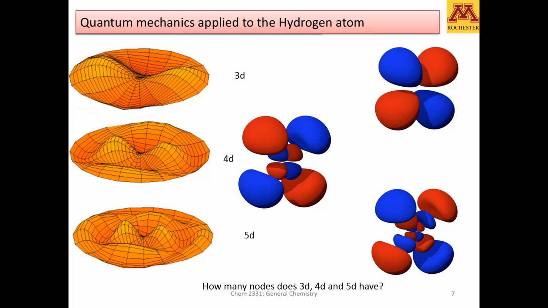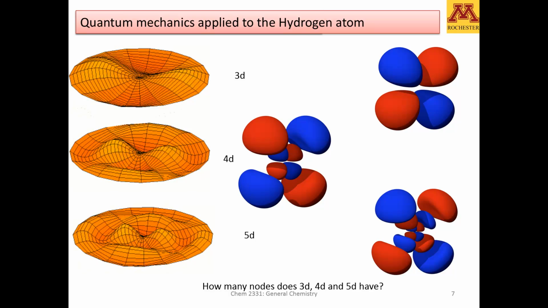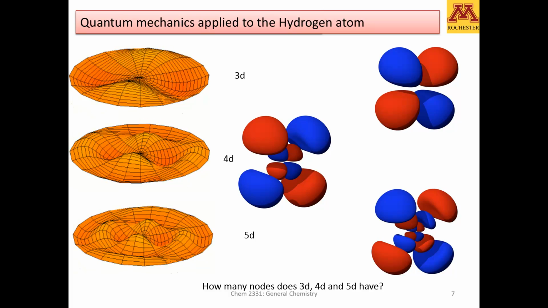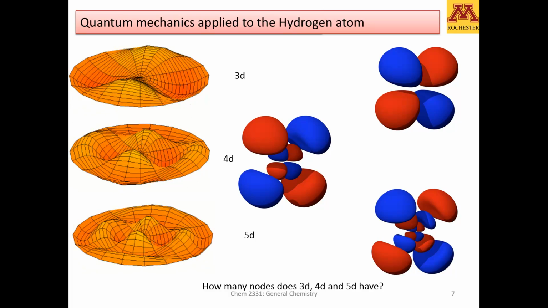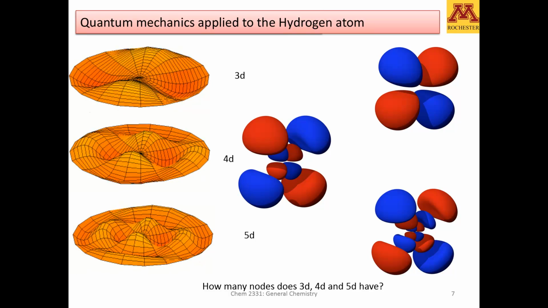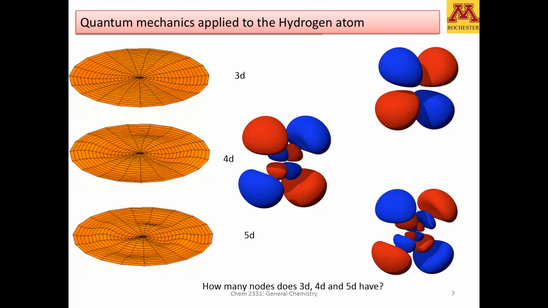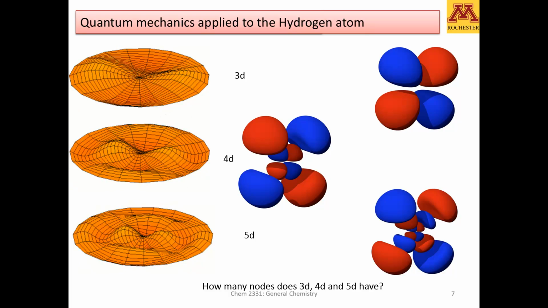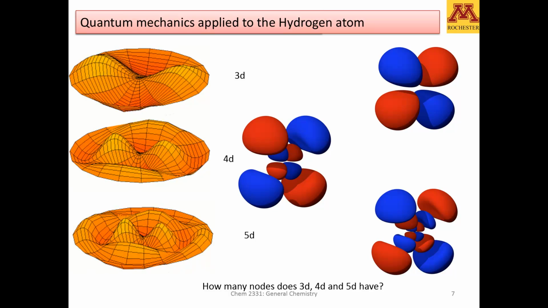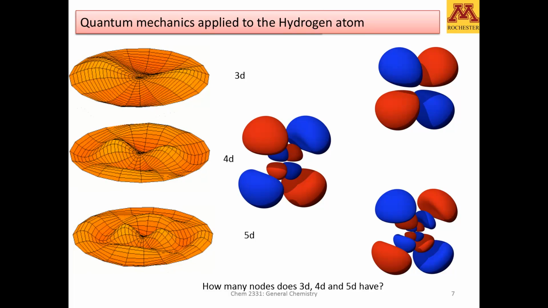Finally, let's just look at the 3d and 4d and 5d, the d orbitals. Notice that it gets more difficult to represent, because it's a function that spreads in the 3D space, in the three directions of space, it's hard to represent, and so these functions are fairly complex, but we may want to look at the shape and also the number of nodes.